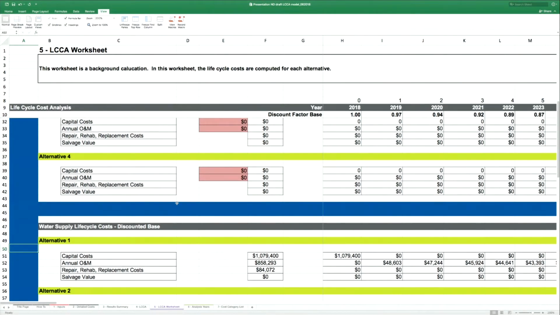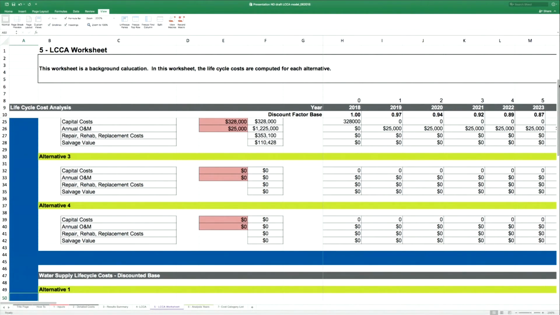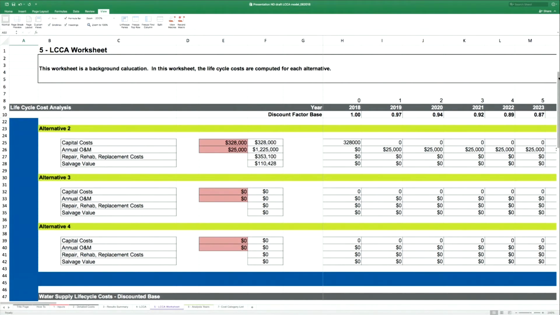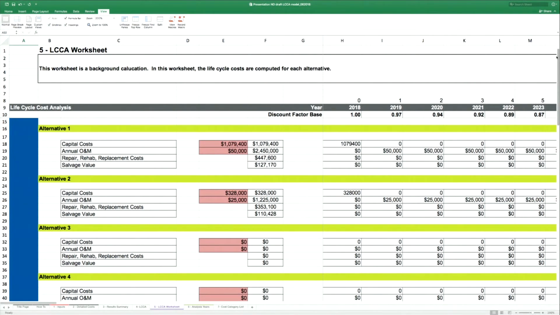And then I'll just jump over here to the LCCA worksheet and what this is doing in the background, and then we'll move over to the summary. So as I mentioned here, the model is using this information. You can see here, because we have 1 year of construction on both alternatives, in year one, you get the full value of that $107,900, so roughly 1.1 million, and then on alternative two, 328,000.